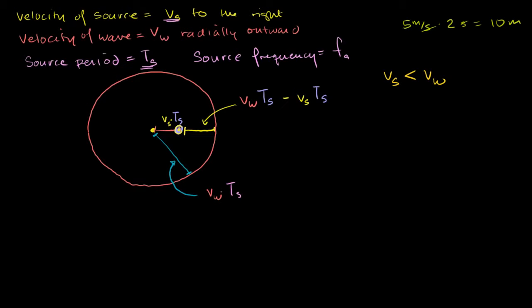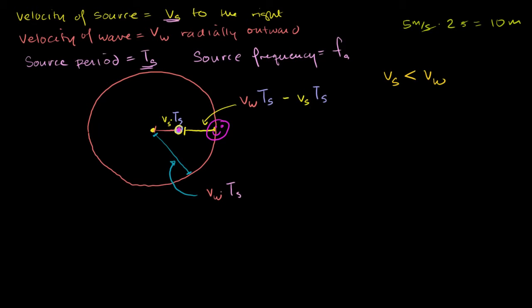So let me ask you a question. If you're the observer, sitting right over there, and you've just had that first crest pass you by at that exact moment, how long are you going to have to wait for the next crest? How long until the one that he's emitting right now is going to pass you by? Well, it's going to have to cover this distance.